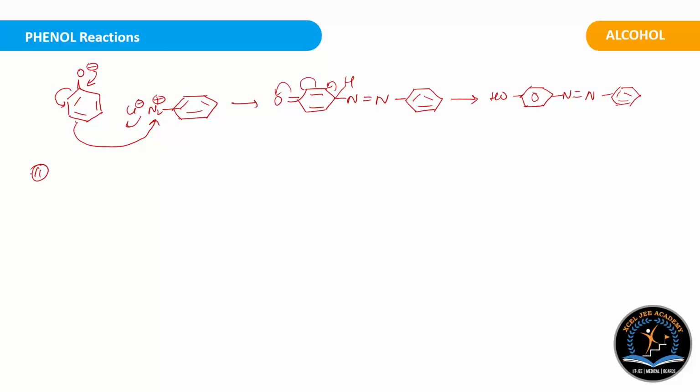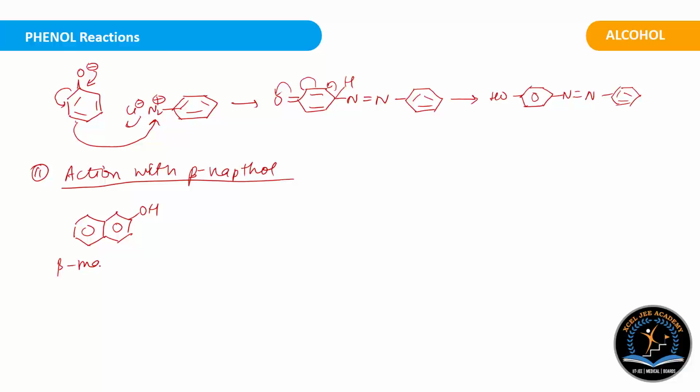Next is reaction number 11. The 11th reaction is with beta naphthol. So the reaction of phenol with beta naphthol. This is the beta naphthol reaction. What is beta naphthol? This is beta naphthol: two benzene rings fused, connected with OH. It is beta naphthol. Now this beta naphthol.